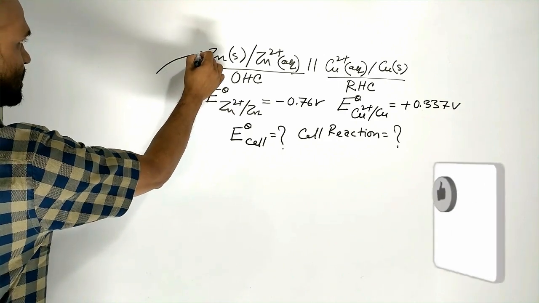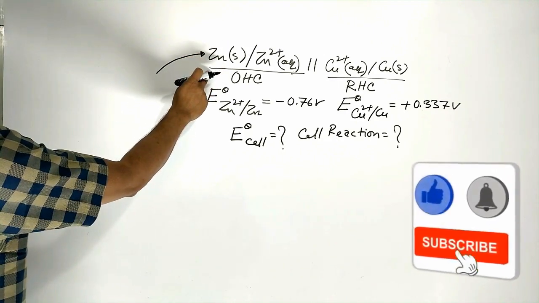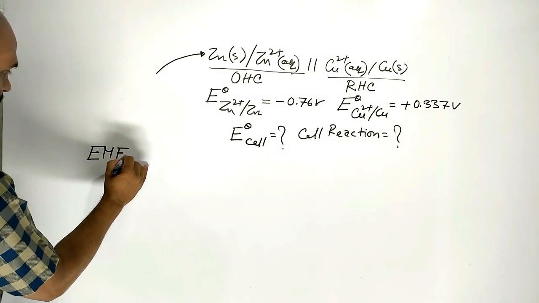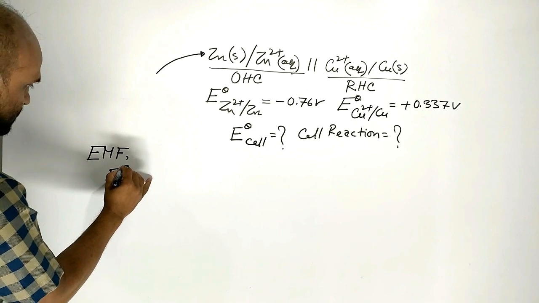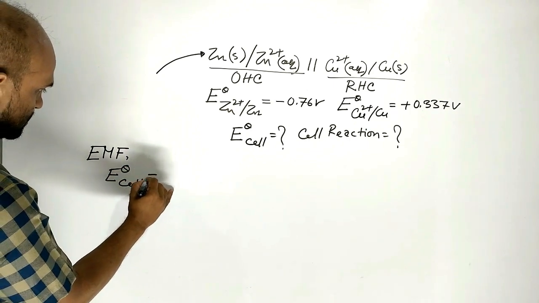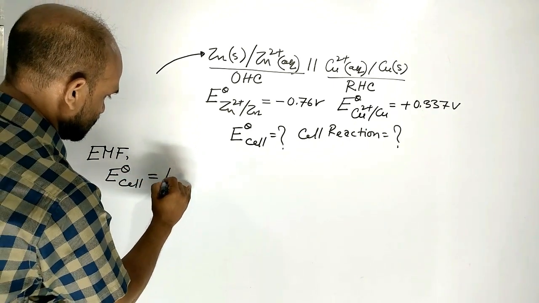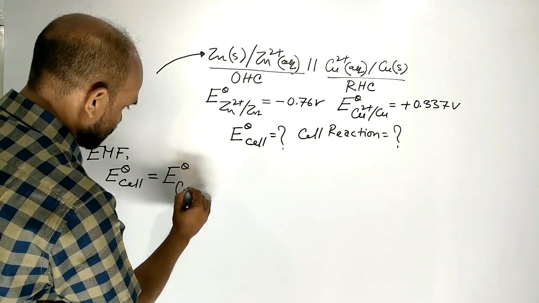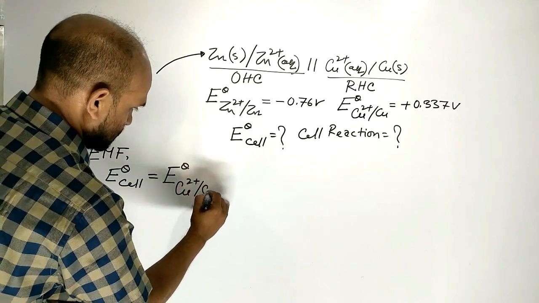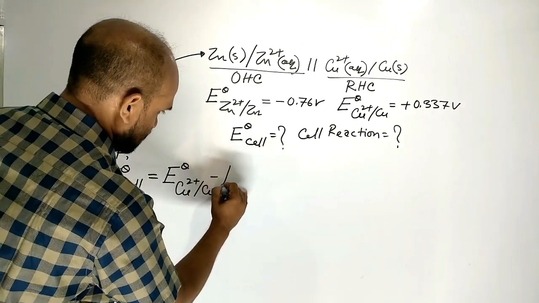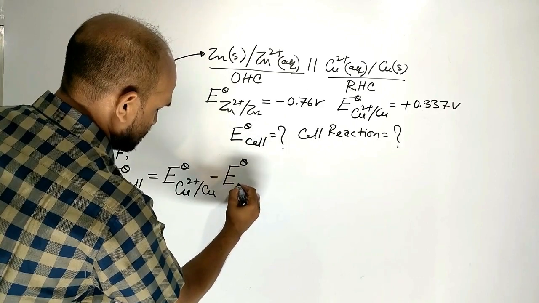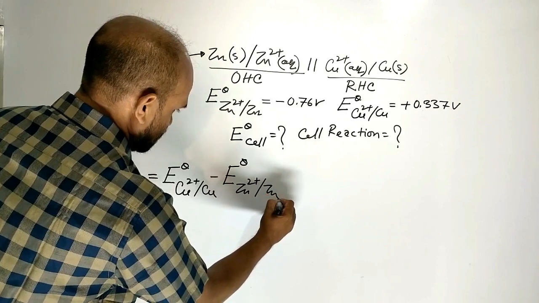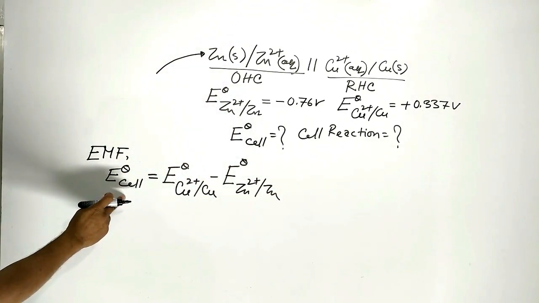This is the cell diagram of an electrochemical cell or galvanic cell. We know the EMF of the cell, which is standard E cell. There is an equation we know: standard reduction potential of cathode minus standard reduction potential of anode. This is the equation we know.